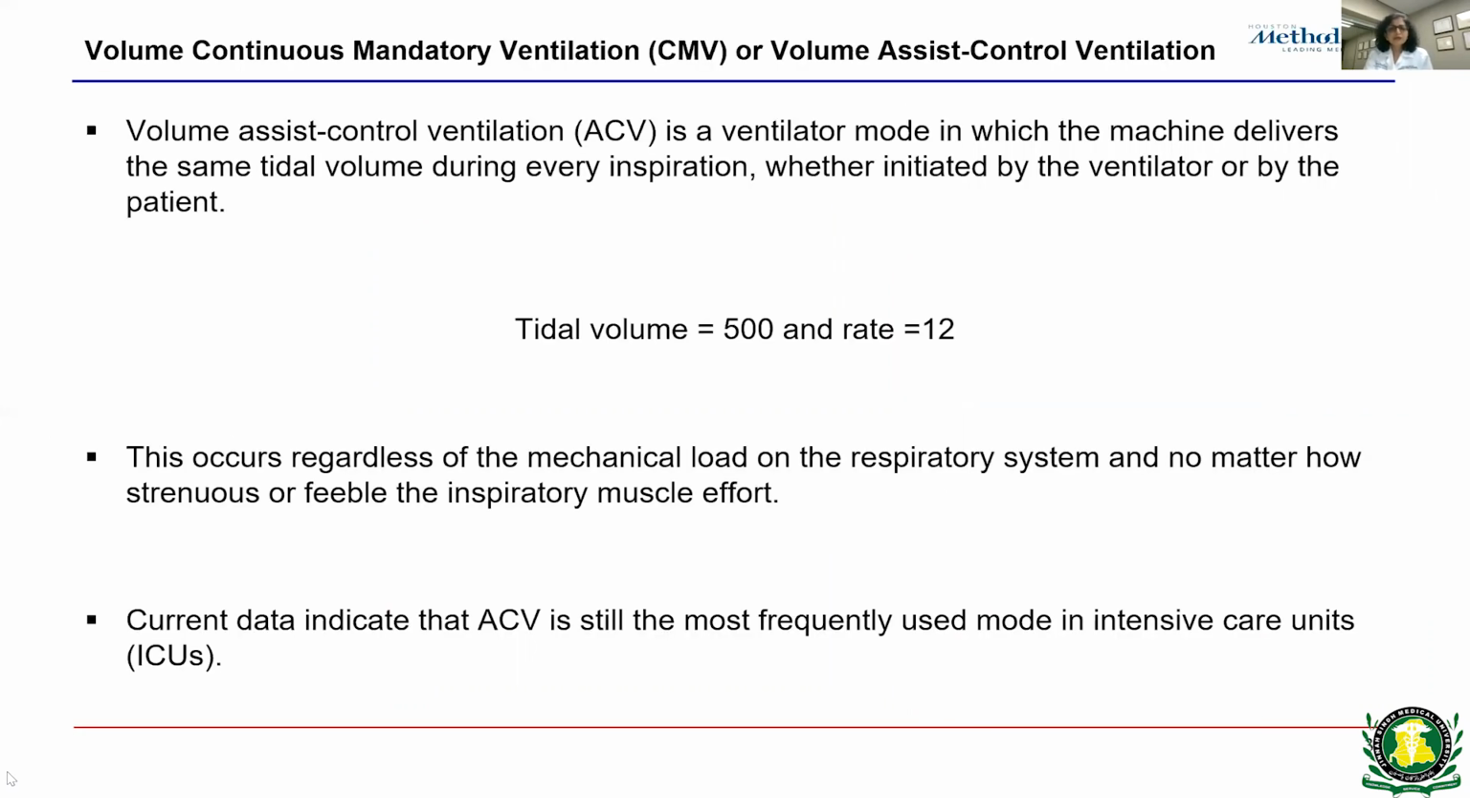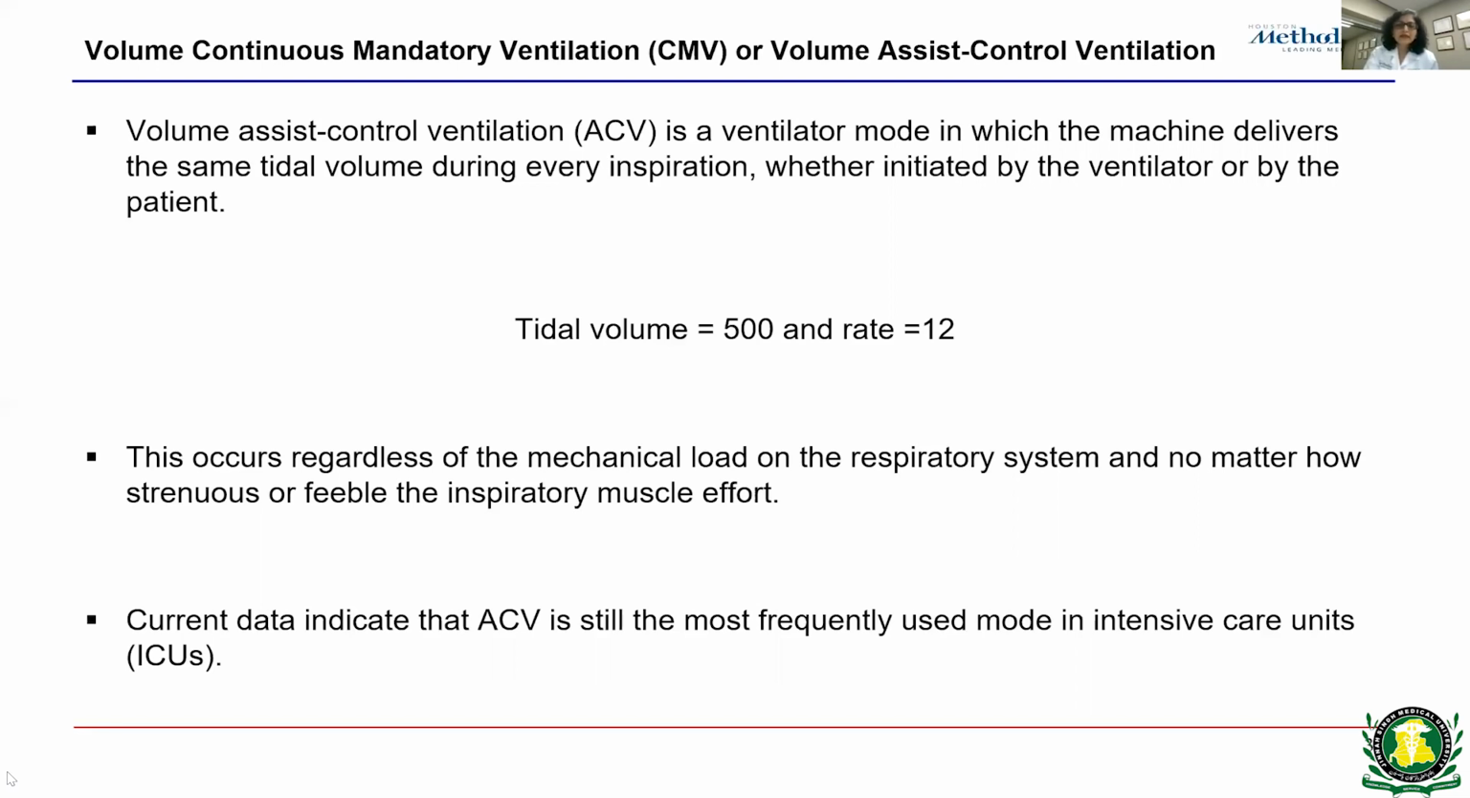Now, let's say you chose for this patient a volume mode. So volume continuous mandatory ventilation, CMV, or volume assist control. Now, just remember, different ventilators have different nomenclatures. If you are using a Hamilton ventilator, that is the only ventilator that calls this type of ventilation CMV, or continuous mandatory ventilation. Most other ventilators will call it assist control, or AC. Now, in this mode, the machine delivers the same tidal volume during every inspiration, whether it is initiated by the ventilator or by the patient.